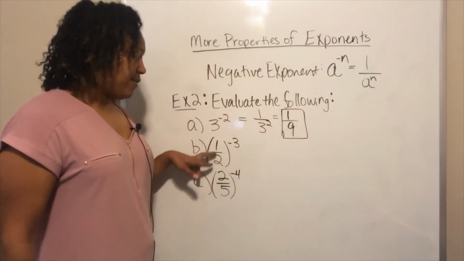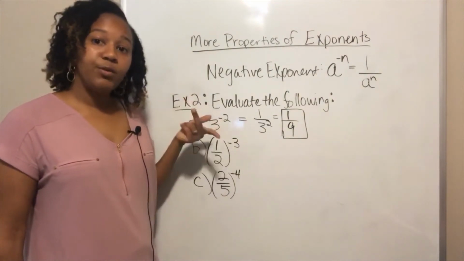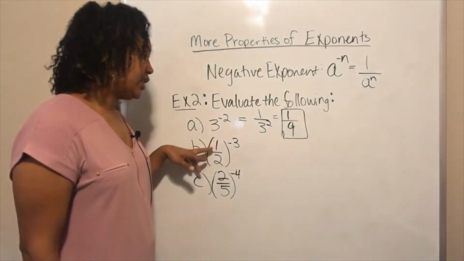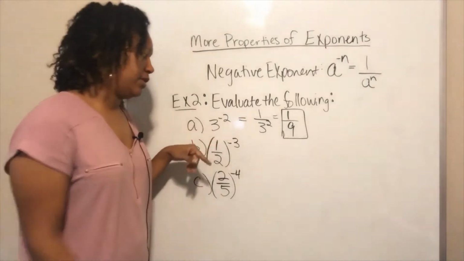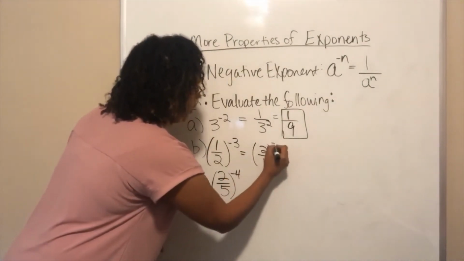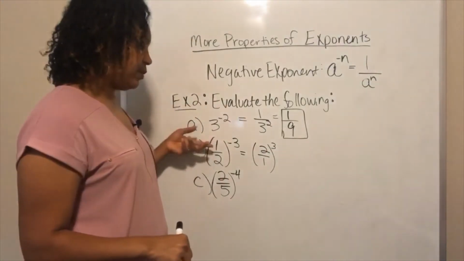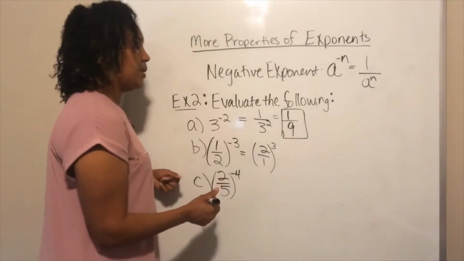So this one, we have a fraction to a negative exponent. So you still make it a reciprocal. Since it's a fraction, you make it a reciprocal and the exponent becomes positive. So you just flip the 1/2 and make it 2 over 1. And then it'll be 2 over 1 to the 3rd power. So whenever it's a fraction, you just flip the inside and make the exponent positive.